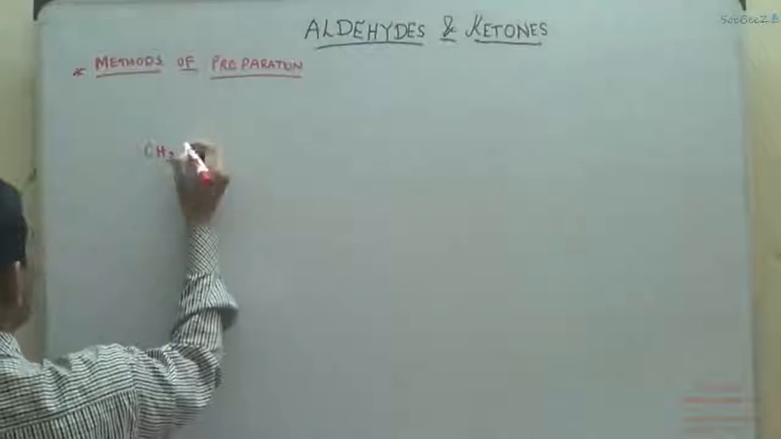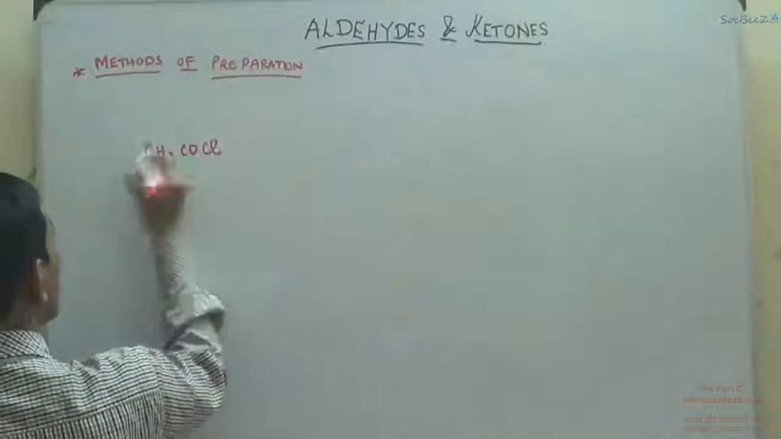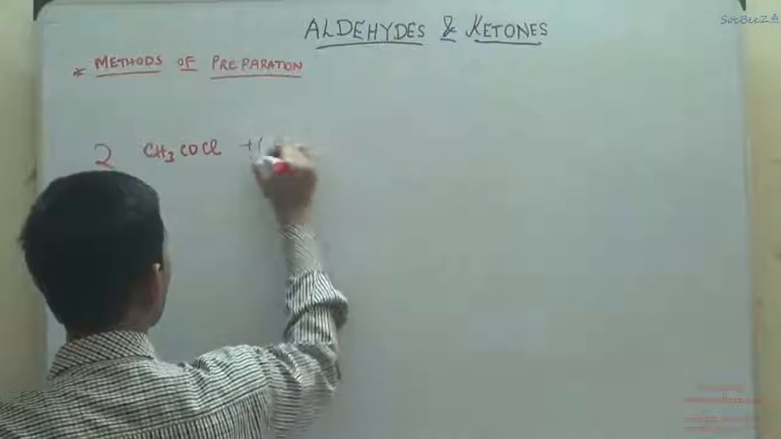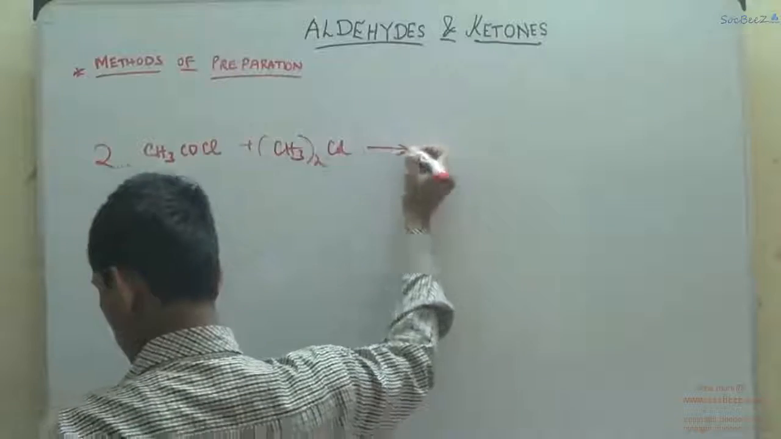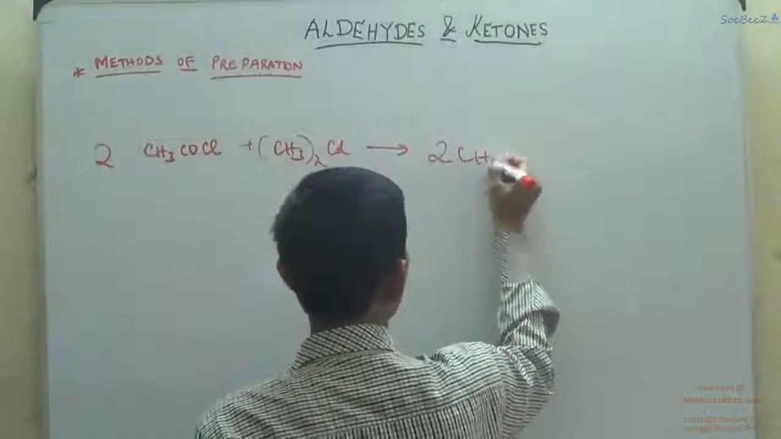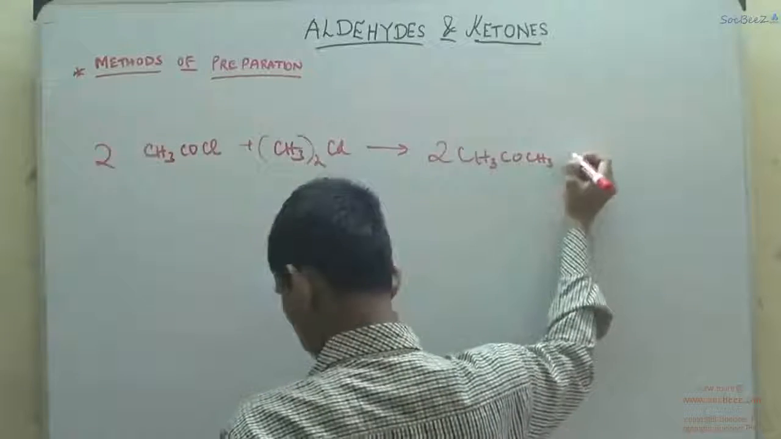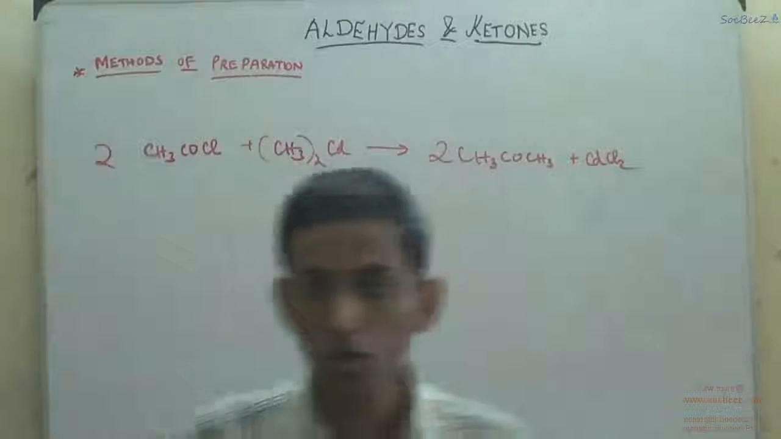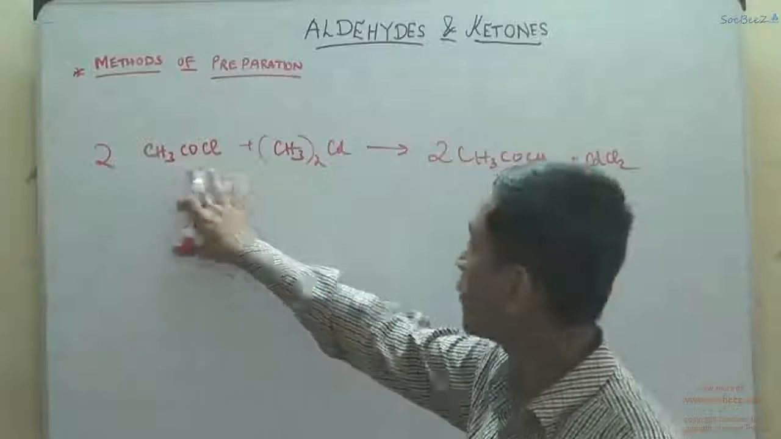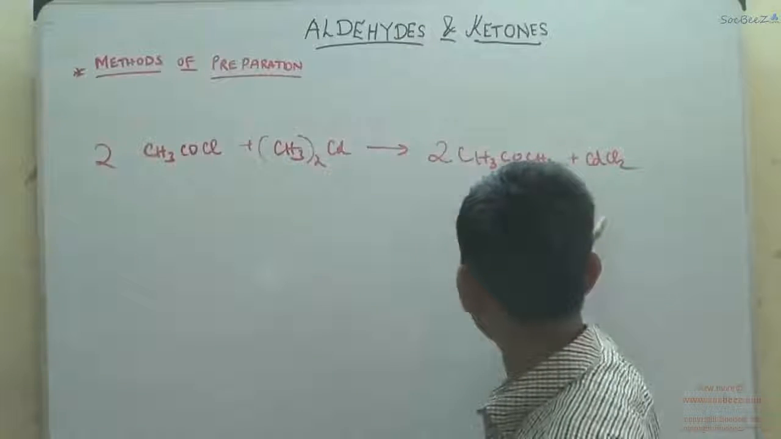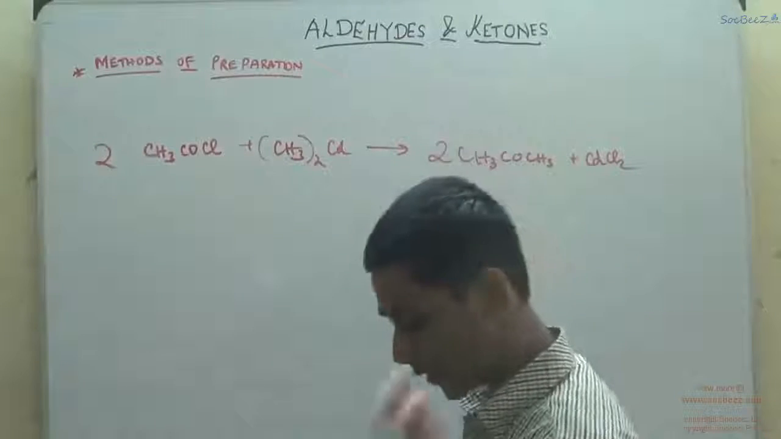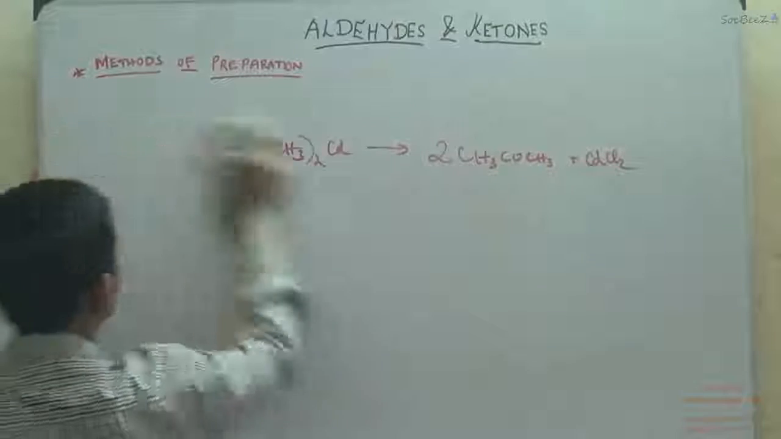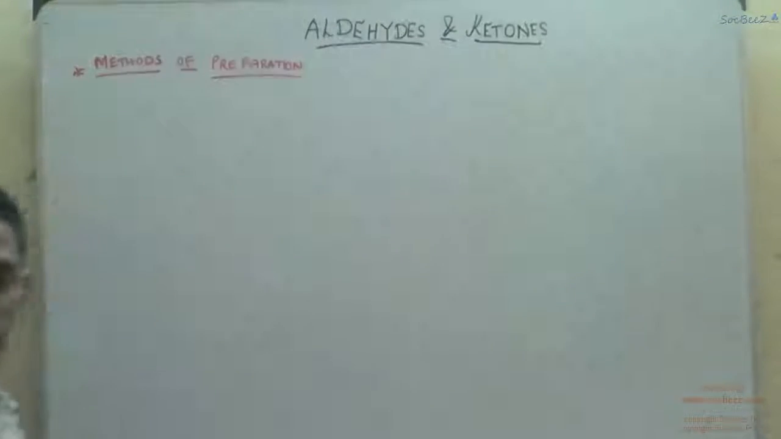How to prepare ketones? You take your acid chlorides, in a larger quantity, and you treat them with dialkyl cadmium. Okay, from acid chlorides, how will you get ketones? You take your acid chloride, treat it with dialkyl cadmium, and you will get a ketone plus cadmium chloride. So that was how to get ketones from acid chlorides, and you know how to get aldehydes.